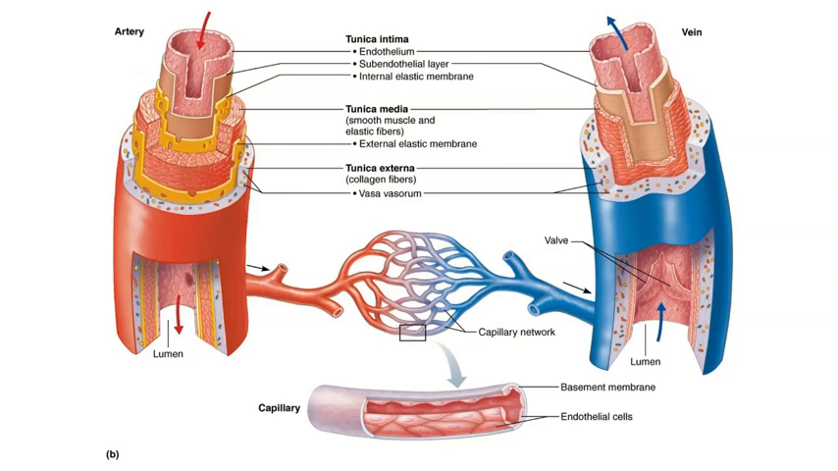The exception to the three-layer tunic structure of the blood vessels would be the capillaries. The capillaries are pretty much just made of a layer of simple squamous epithelium referred to as the endothelial cells. These are the cells that line the walls of the capillaries, and they have a protein basement membrane that helps to attach them to nearby structures.